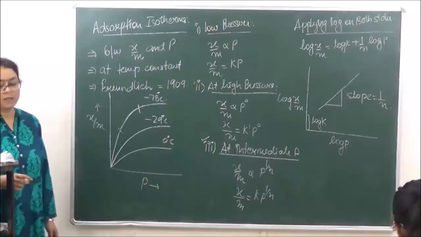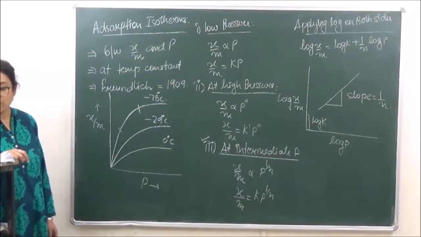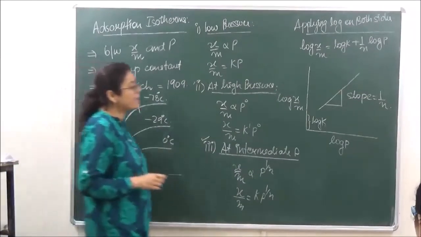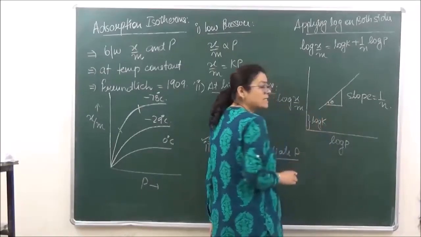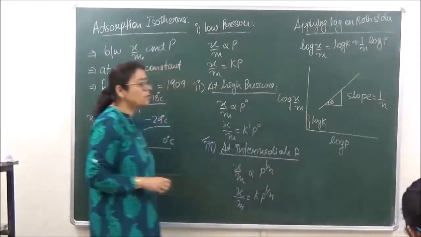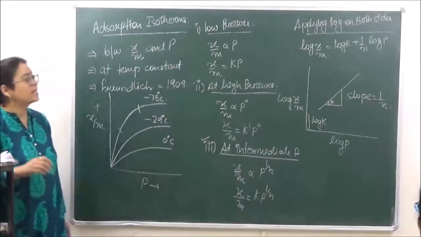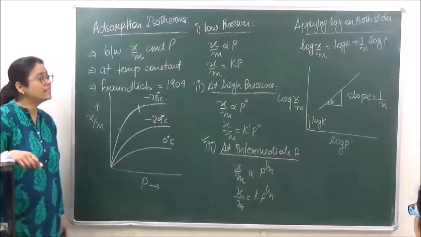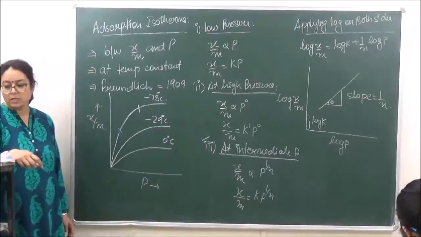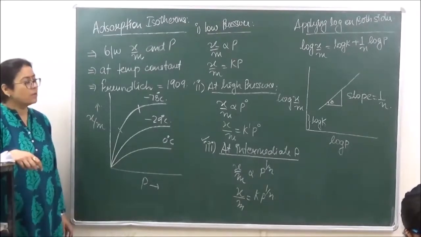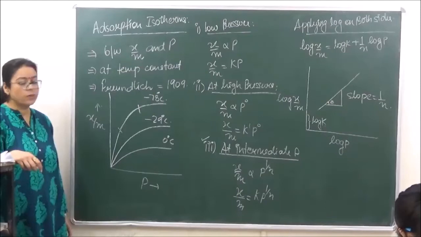Okay? The slope of the curve is given by 1 upon n. When we calculate the slope of the curve by taking this value as theta and the slope comes out as a straight line, it confirms or validates the law of Freundlich. Otherwise it does not. Is it clear?